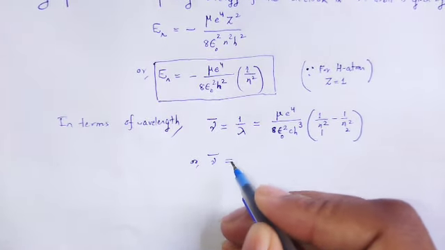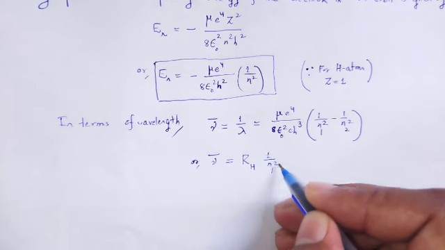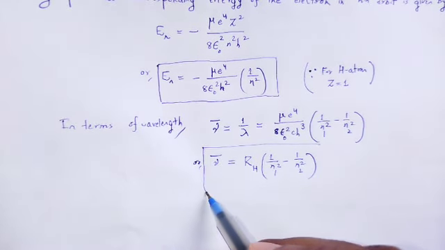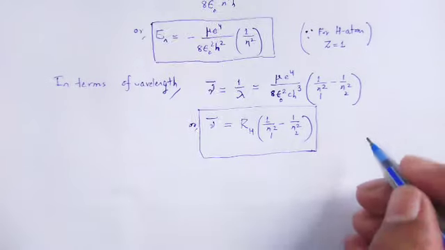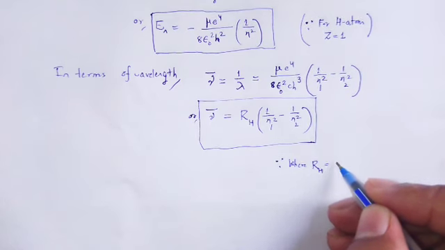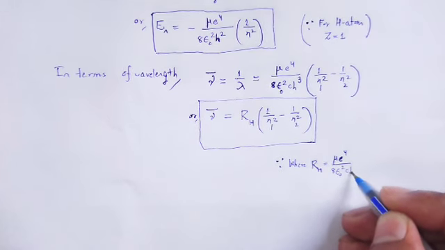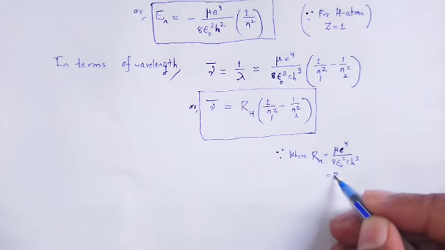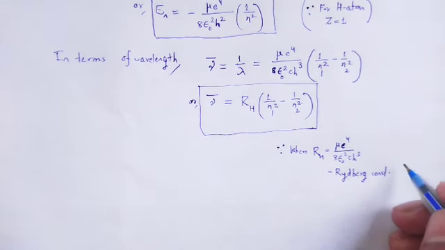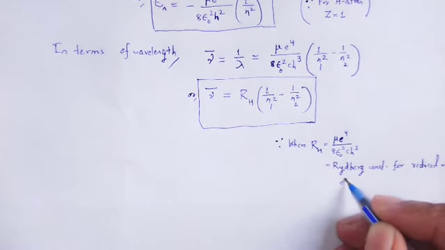Nu bar equals that term Rydberg constant RH into 1 by n1 square minus 1 by n2 square, where RH is mu e to the power 4th divided by 8 epsilon naught square c h cube, that is the Rydberg constant for reduced mass of hydrogen atom.